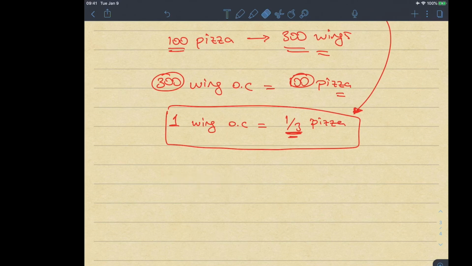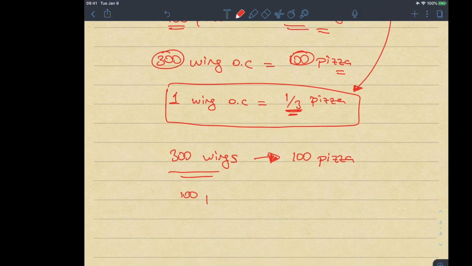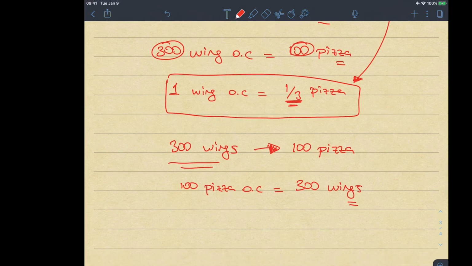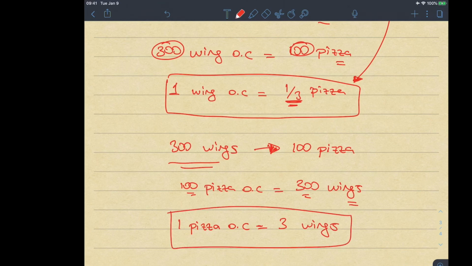Let's write it like that. I will give up 300 wings. This is what I give up. And instead, I will produce 100 pizza. So basically, opportunity cost of 100 pizza will be 300 wings. That's what I give up. So to make our numbers simple enough, I will divide these values by 100. So opportunity cost of one pizza here will be 3 wings. As you can see, this value is actually the inverse of the opportunity cost of producing one wing.